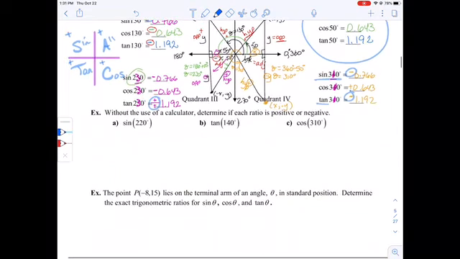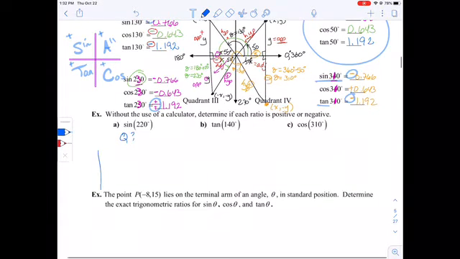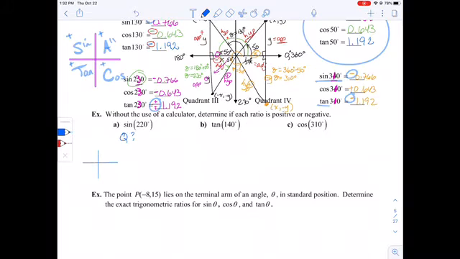And it says, without the use of a calculator, determine if each ratio is positive or negative. So what I want to determine is which quadrant am I in? So the way to think this through is which quadrant. So what quadrant would 220 degrees be? Well, I know 220 would be in quadrant 3. Okay, there would be 220 degrees in quadrant 3. So if I'm in Q3, I know that tan is the only one that's positive there. So in Q3, sine would be negative.